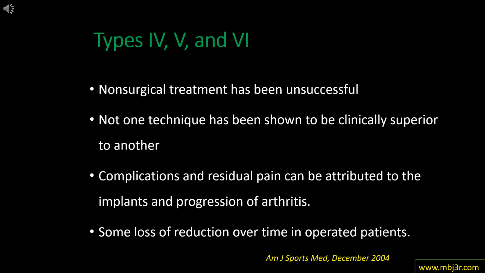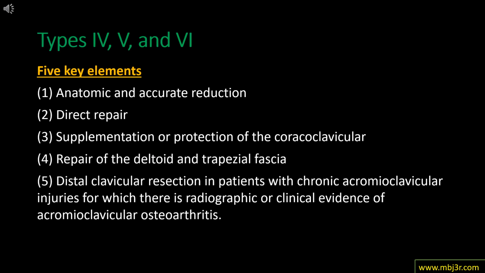Anatomical coracoclavicular fixation has improved initial biomechanical properties. Not one technique has been shown to be clinically superior to another. The surgeon has to choose the most suitable technique for each patient. Complications and residual pain can be attributed to the implants and progression of arthritis. Some loss of reduction over time in operated patients is common. Type 4 to type 6 injuries should be reduced anatomically and accurately.